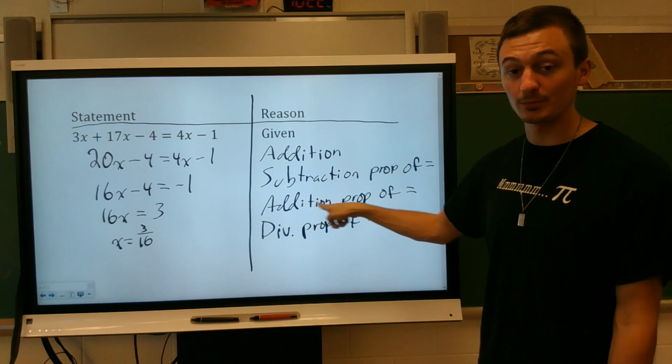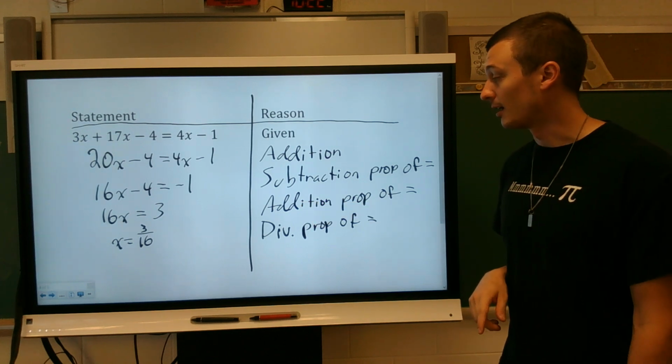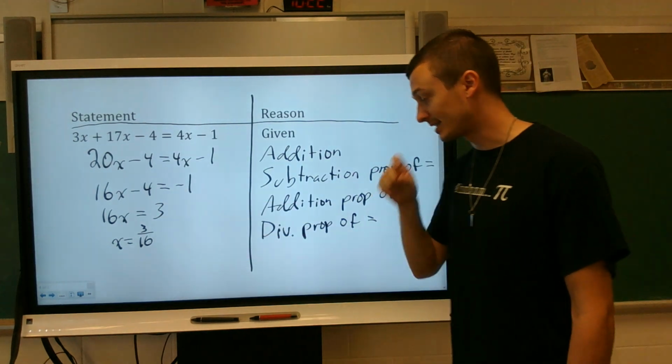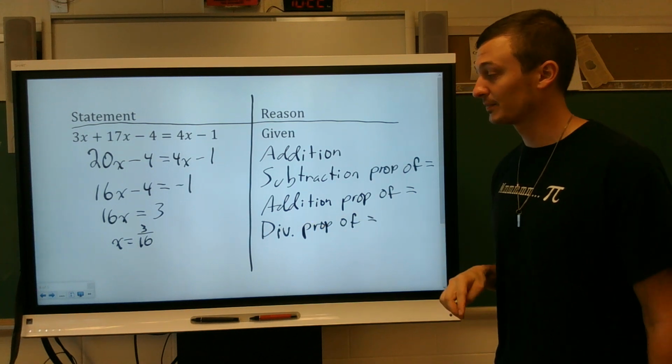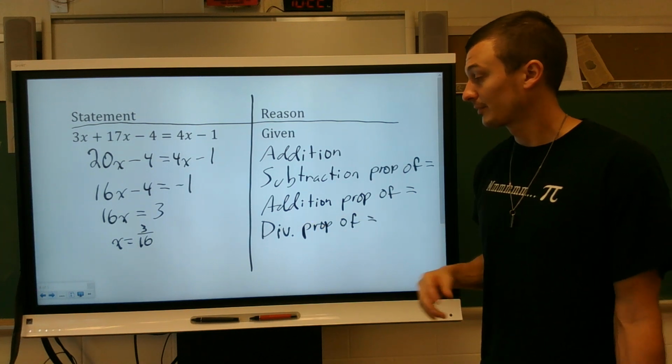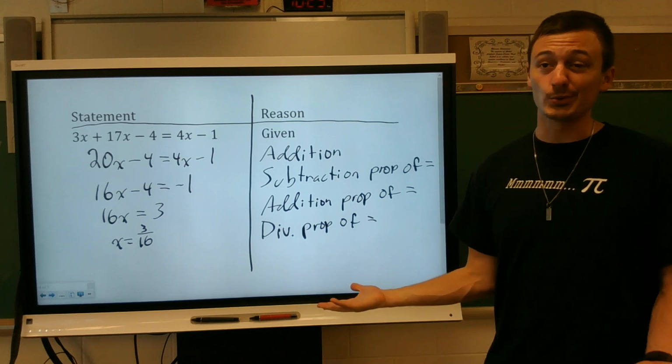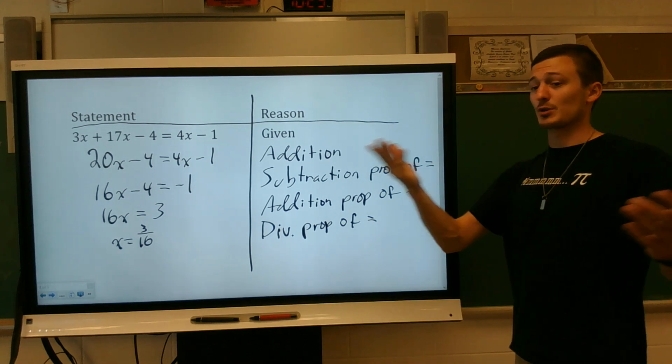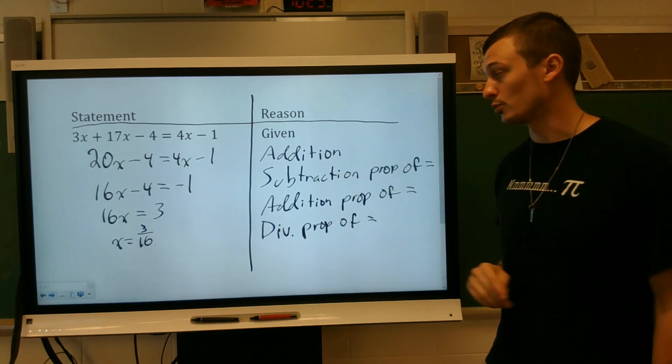I added the same thing to both sides and it stayed equal. Last thing was I divided both sides by 16. That's the division property of equality. So you're not always going to use all of the properties in every proof. It's kind of pick and choose which ones you want to use.